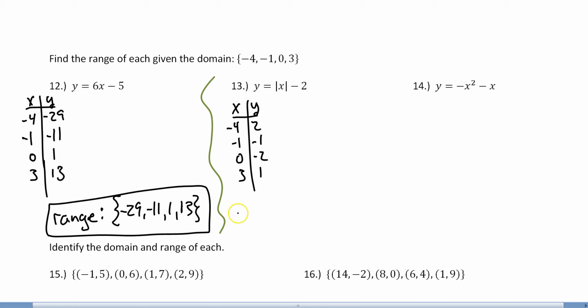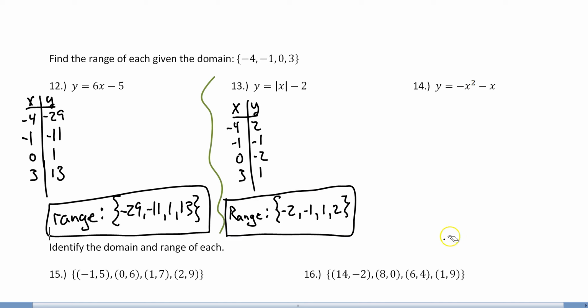So my range values are just the y values that I came up with. The range on this one looks like a 2, and typically I'll try to write this in ascending order, so I'd probably write -2, -1, 1, and 2. It doesn't matter if you just write down 2, -1, -2, 1, that's fine. I'm just listing the y values that I got when I did those x values.